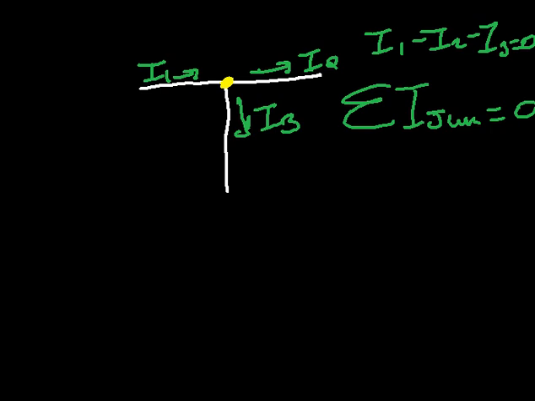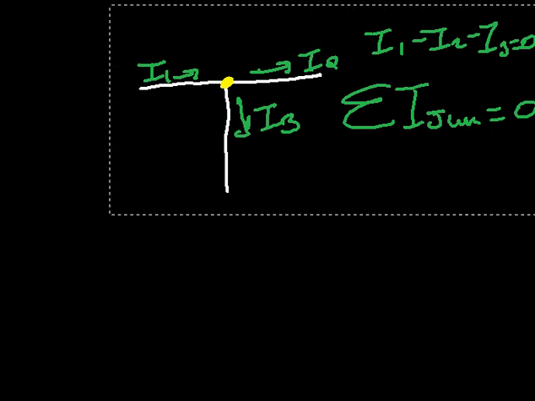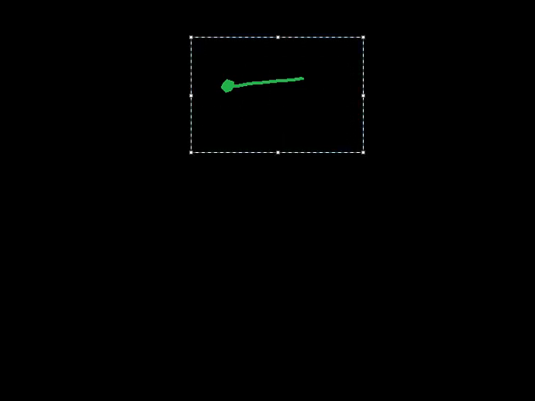Now let's proceed. For instance, let's say we have a junction where we have two currents entering. It is possible sometimes to have a case where we have a junction with two or more currents entering that junction. Let's say this is the junction.